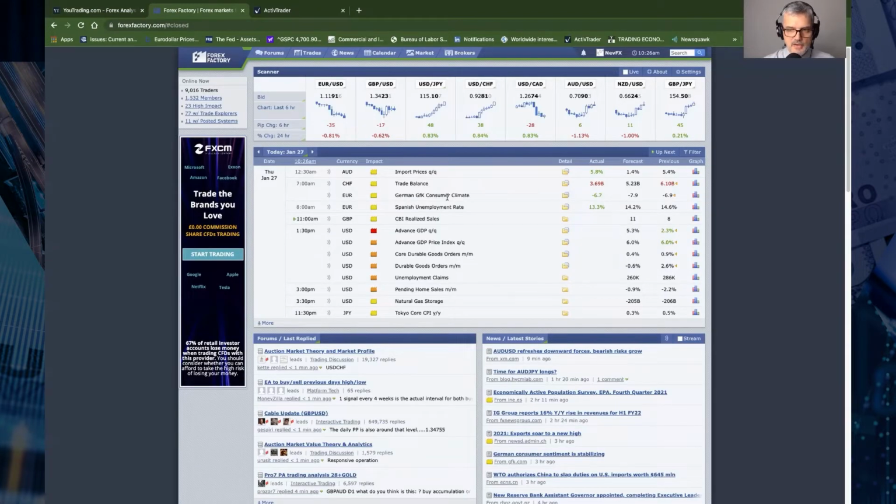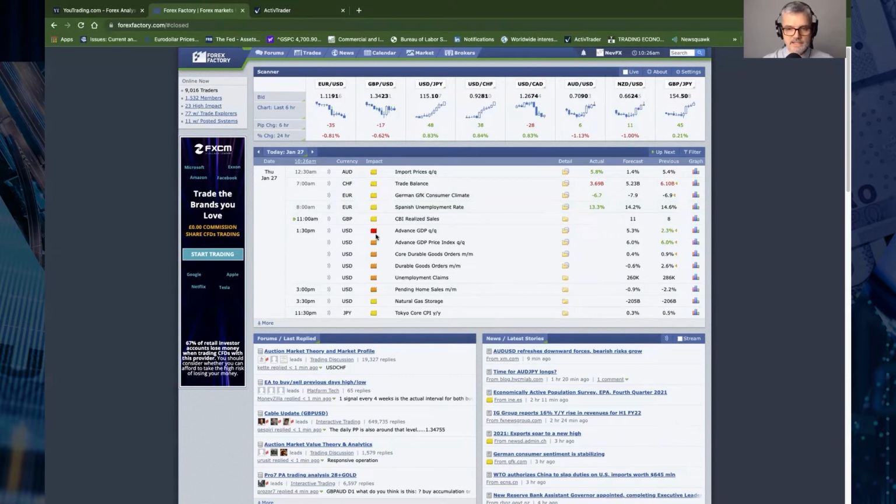German GfK consumer climate came in better than expected, though below the previous month's number, even though that was revised lower. We could say that's good, but the trend has been to the downside, so we need to see more positive data come in. Spanish unemployment rate is 13.3% currently, which is better than previous. That's obviously good for the euro.